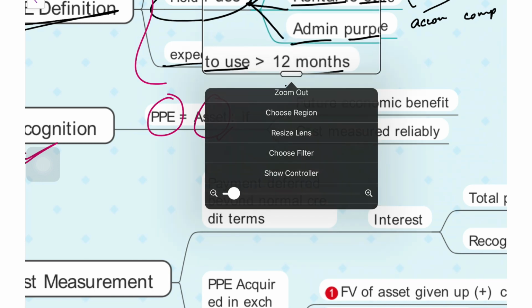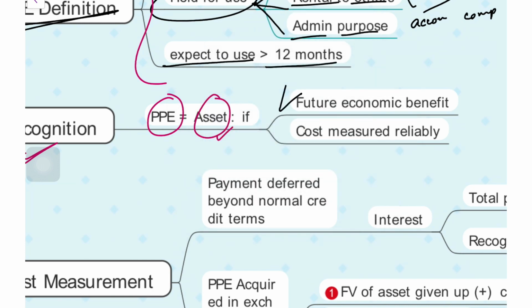Okay, so now what are these two conditions? The first condition is that you must get a future economic benefit out of it. That means when you are using this PP, there must be some benefit which you are getting in the future from it.